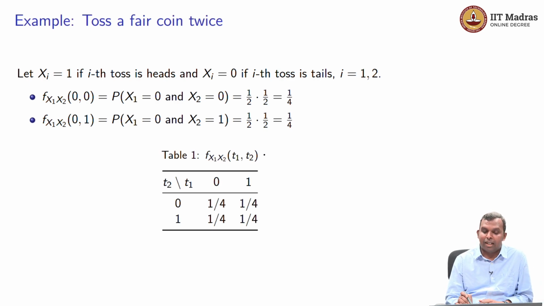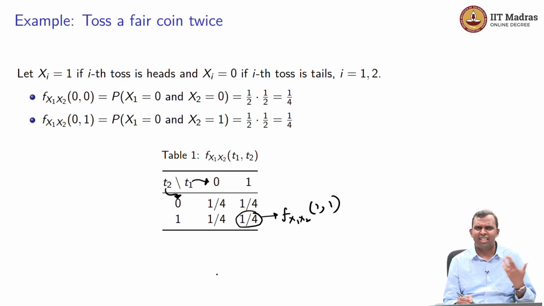And now you can make our little table here, okay? So notice how this table works. The values of T1 are here, 0, 0, and the values of T2 are here, 0, 1, and this matrix or table is basically f x1, x2 of T1, T2. So this 1 by 4, for instance, this 1 by 4 here is f x1, x2 of 1, 1. Okay, easy enough, right? So this is all that there is to joint PMFs, okay?